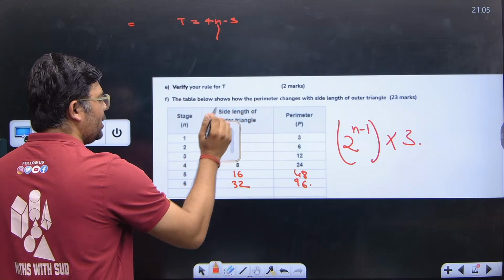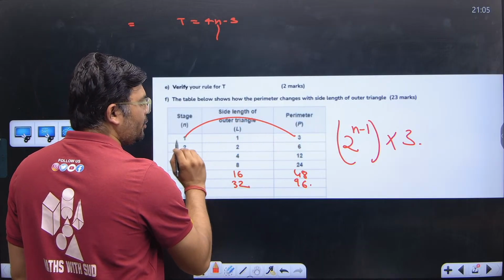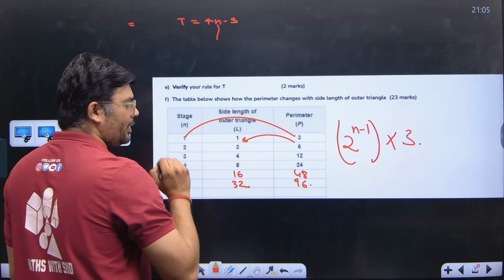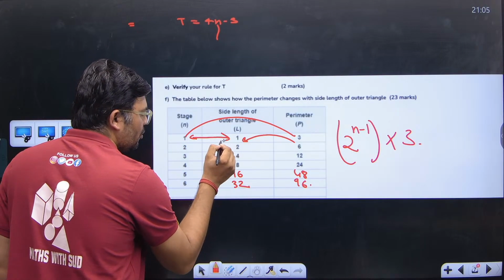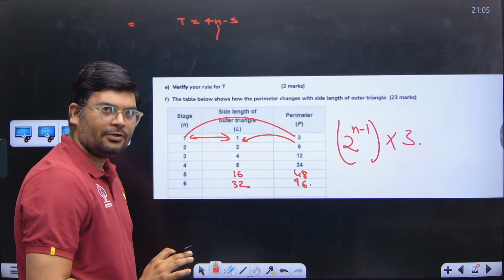You need to find the relationship between here and here. But you know the relationship from here to here. So if we see the relationship between these two, then we can find the answer. Are you getting it?